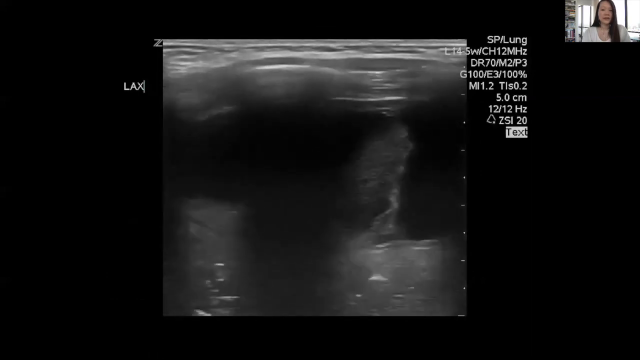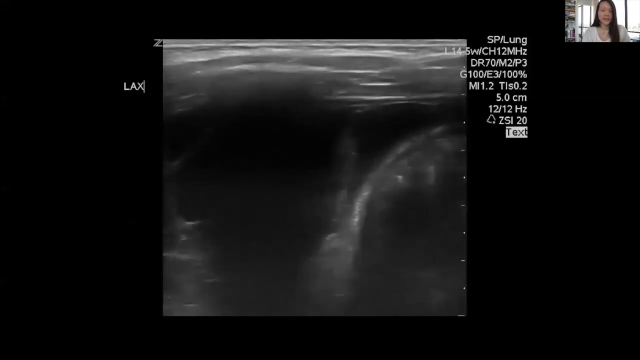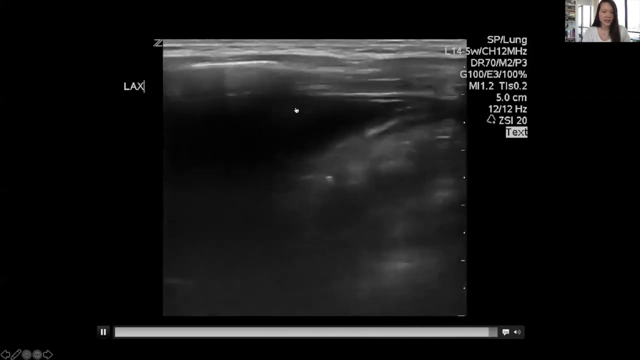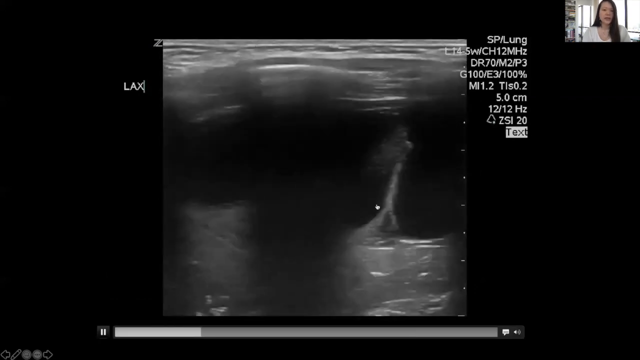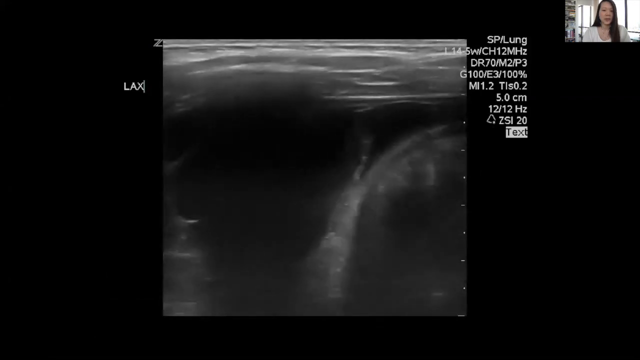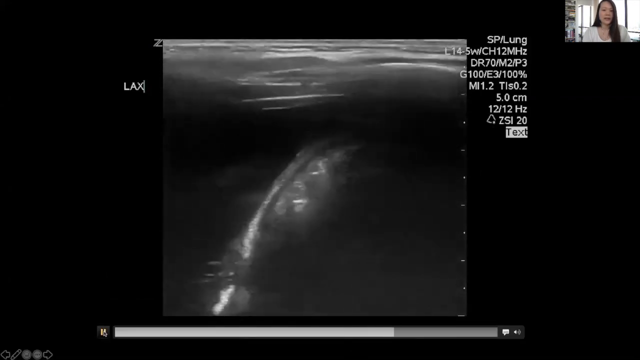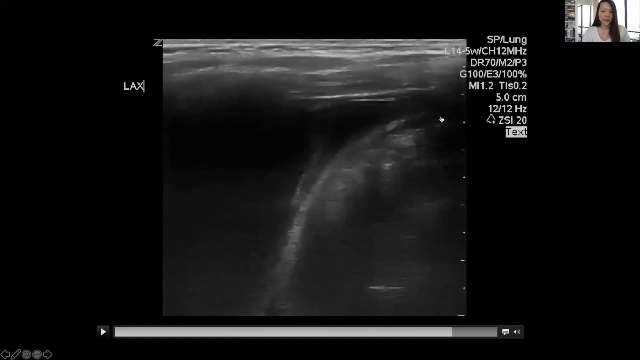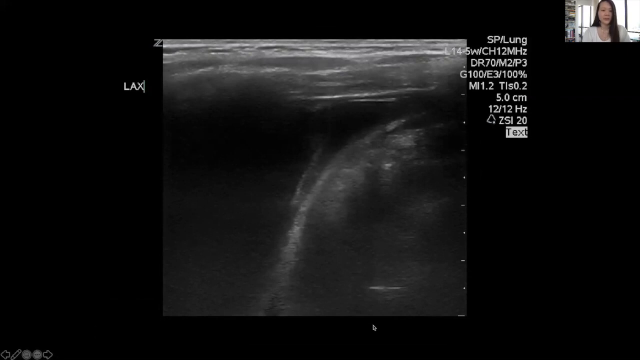POCUS can also help you identify complicated pneumonias. So in this case, you can see the hypoechoic pleural effusion with some septations within it. And also wanted to point out the diaphragm here that you can see at the bottom of the screen. It's a very important anatomical structure to look for, this double-lined diaphragm, since it distinguishes what's in the pleural space versus in the intraperitoneal space for you.